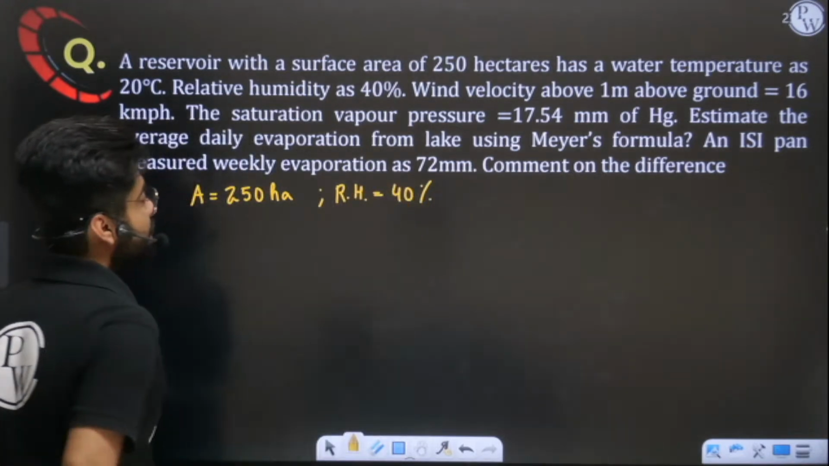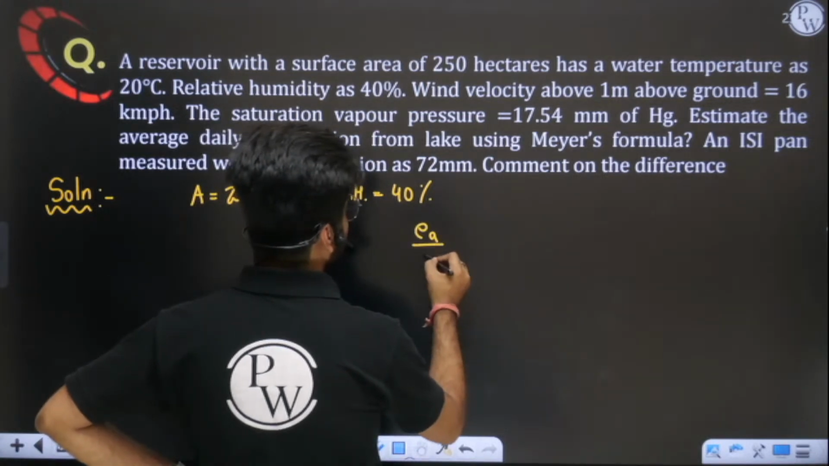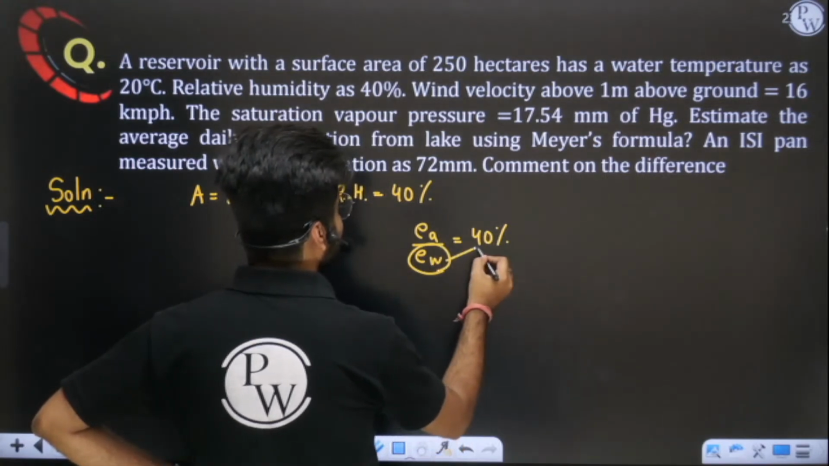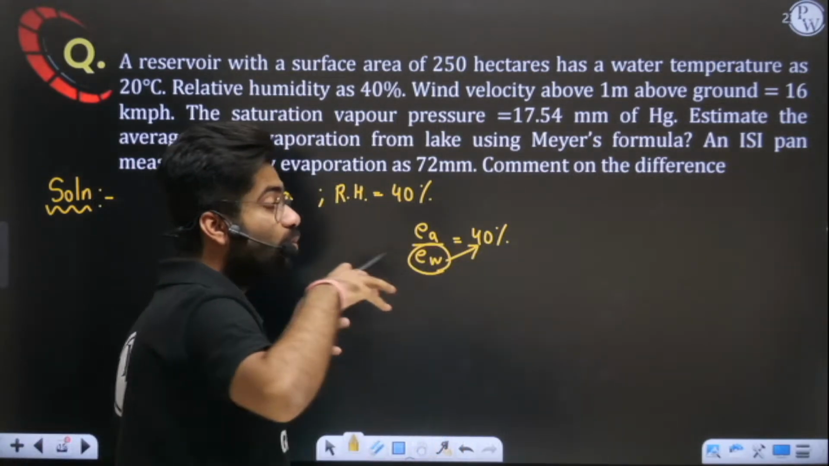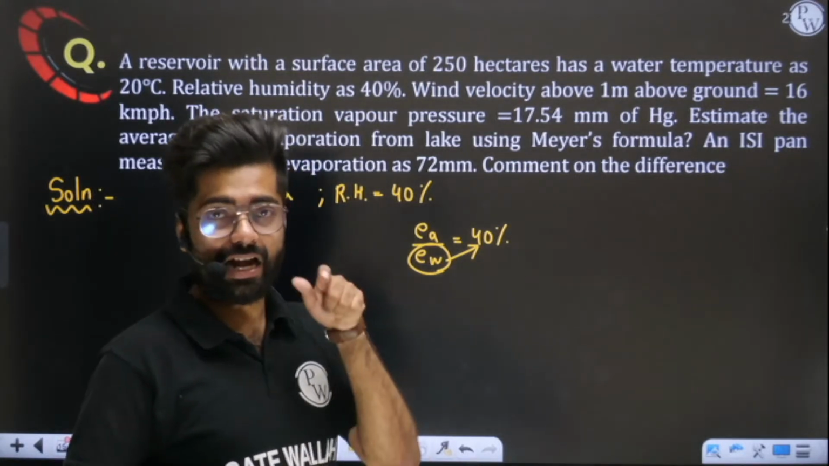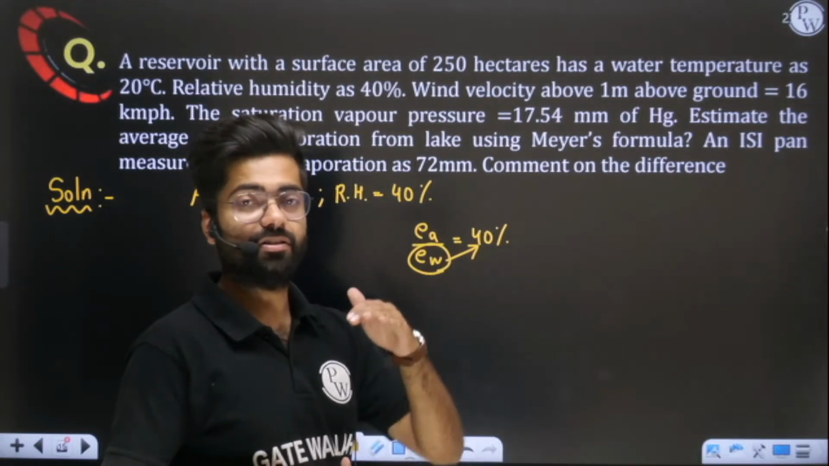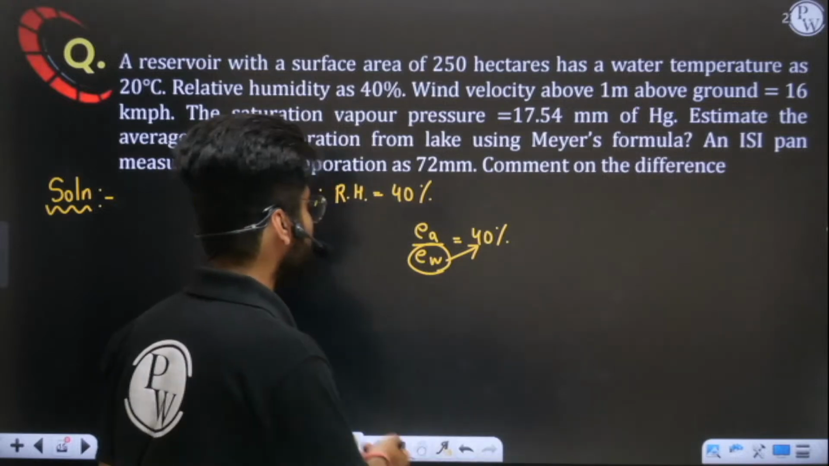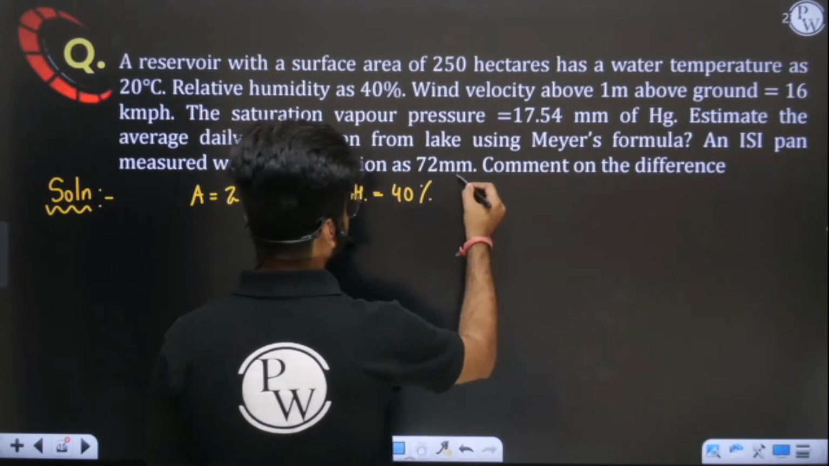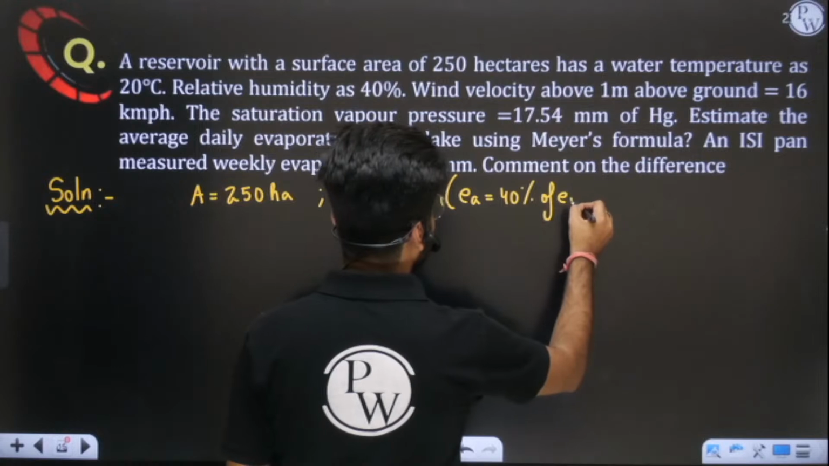See, what is the meaning of relative humidity? Relative humidity is simply actual vapor pressure upon saturation vapor pressure. This is 40%. If we have saturation vapor pressure, we will multiply it by 40% to get how much vapor pressure or moisture is there at present in the atmosphere. At present, we have 40% vapor pressure as that of maximum value. So this signifies that actual vapor pressure is 40% of saturation vapor pressure.